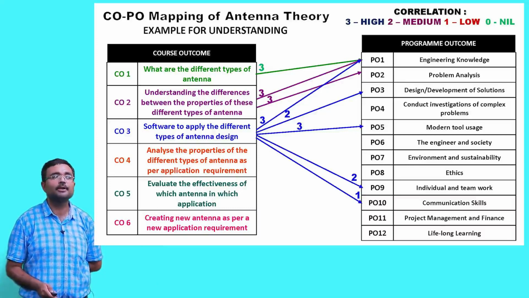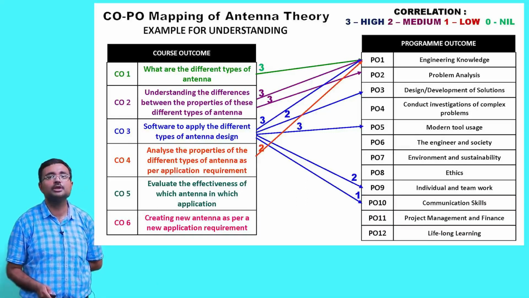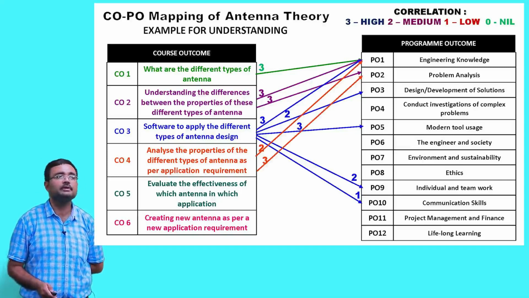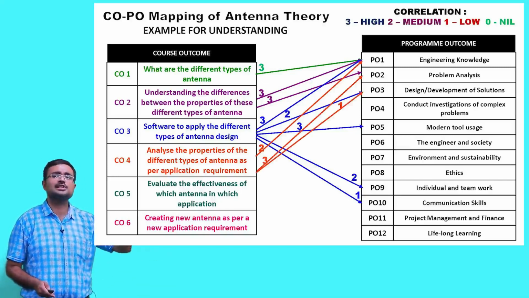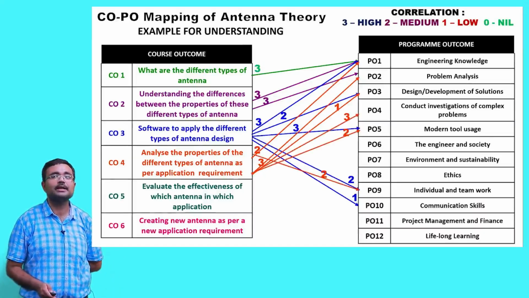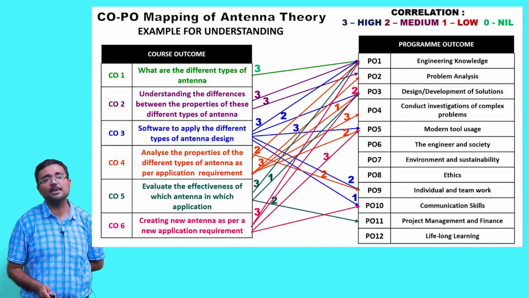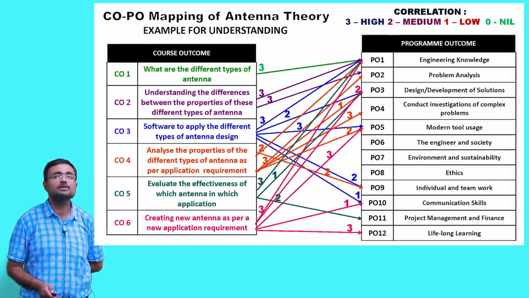So, analyze the properties of the different types of antenna as per application requirement. It is again correlated maybe with PO1 2 degree, PO2 maybe 3 degree, PO3 1 degree. Now, how much this correlation is, the teacher who will be teaching can decide, but as I say again, it has to be approved by the highest level of the institute. So, this mapping may continue, I am going through it very quickly to show that every CO must be mapped to some PO or the other, but all POs may not be covered.